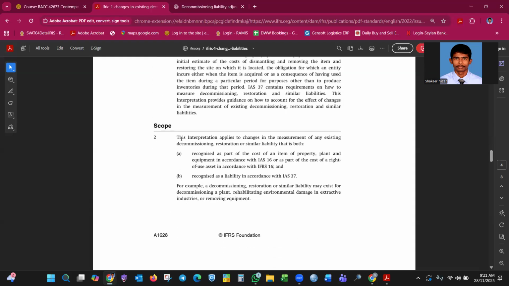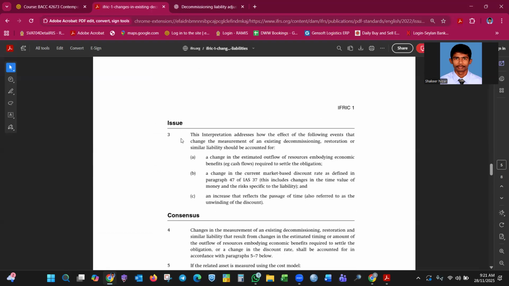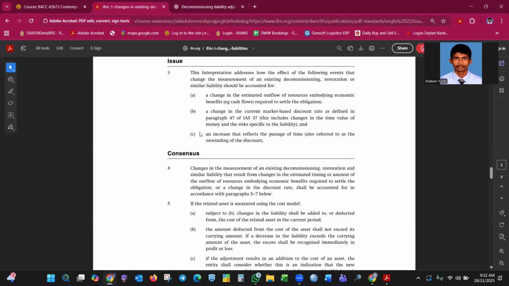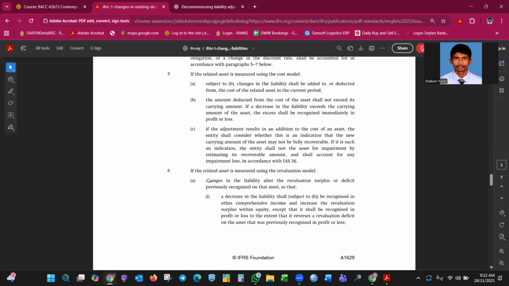This interpretation applies to changes in the measurement of existing decommissioning, restoration and similar liabilities, both recognized as part of the cost of PPE and recognized as a liability in accordance with IAS 37. This interpretation addresses how the effect of the following events that change the measurement of a decommissioning or restoration liability is accounted for: a change in the estimated outflow of resources embodying economic benefits, a change in the current market-based discount rate, and an increase reflecting the passage of time, the unwinding of the interest. You are charging interest income, sorry, interest expense.